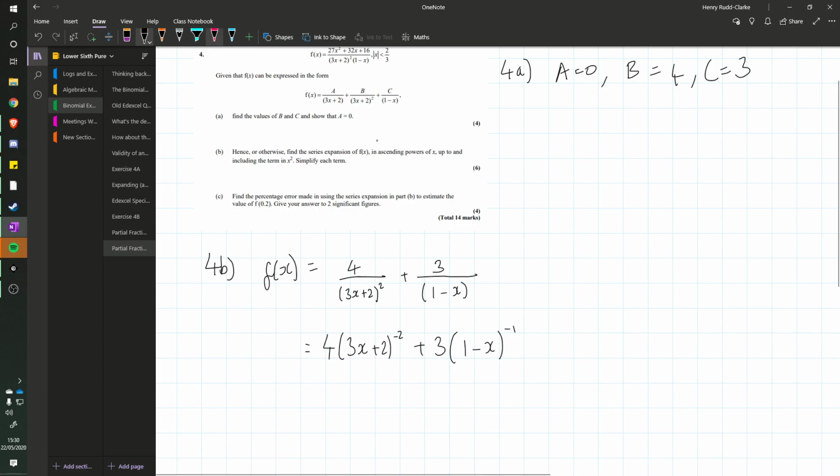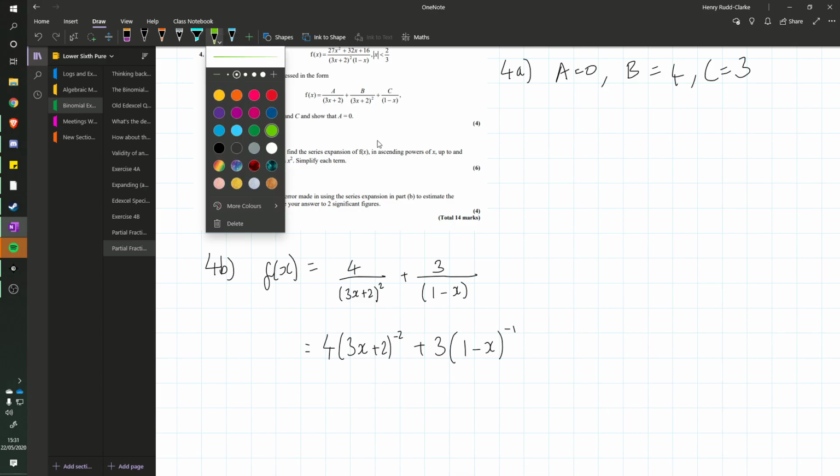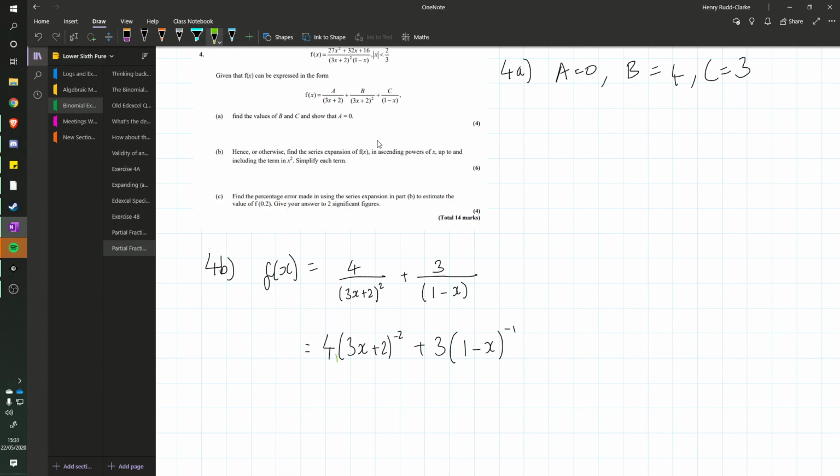Once again, let's do a couple of different colours. So we're doing this bit here. We'll do an expansion for this, so I'm going to do it over here. So (3x + 2) to the minus 2. Do be careful in these questions. They write them out in a way that is not necessarily friendly to expand in the first place.